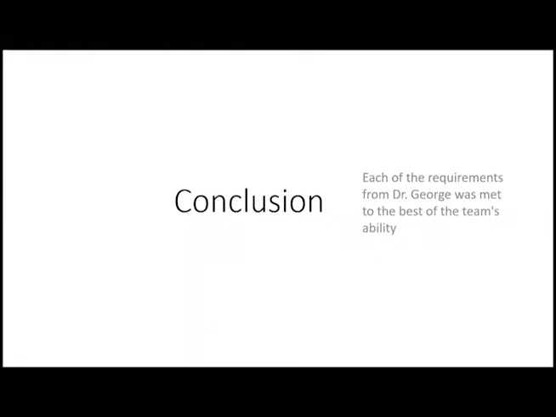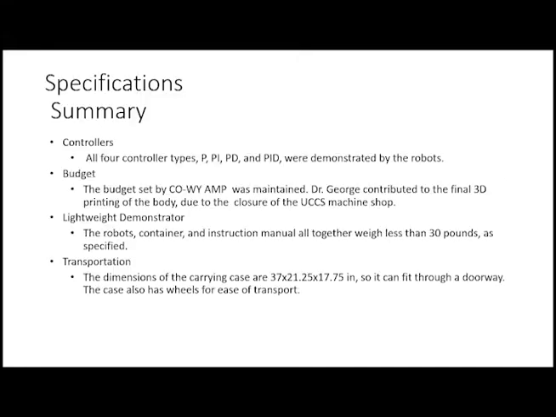After the design, testing, and building of the robots, each of the requirements from Dr. George was met to the best of the team's ability. For the controller specification, all 4 controller types, P, PI, PD, and PID, were demonstrated by the robots. The budget set by the Colorado-Wyoming Alliance for Minority Participation was maintained.